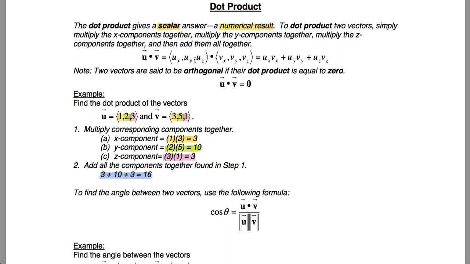So how do you do the dot product? Well, you just take each component, the x times the x, get an answer, the y times the y, get an answer, the z times the z, or k times the k, get an answer. And then you add all the answers up. That's basically it. That's what all this is saying. So take the x's times each other, the y's times each other, and the z's times each other, and add them up.